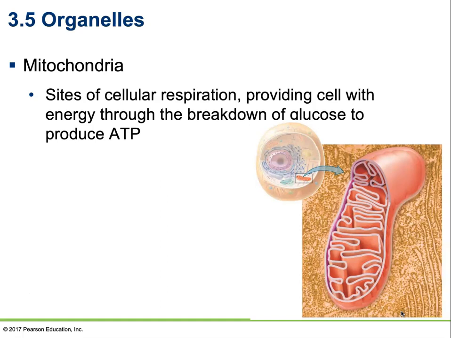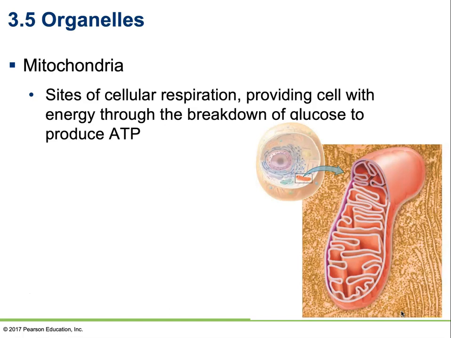Cellular respiration is where oxygen goes in, carbon dioxide comes out, and we are producing energy, specifically breaking glucose down into ATP. So this is going to be providing the cell with energy through the breakdown of glucose to produce ATP. This is going to be much smaller than a chloroplast, and it's going to be found in all cells. So both animal and plant cells have the mitochondria. The numbers are going to vary with metabolic activities and energy requirements of the cells.